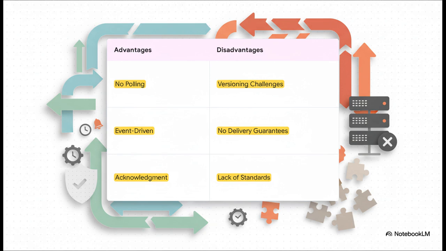But on the flip side, the disadvantages are real too. If you change the format of a webhook message, you can easily break the other service. They don't automatically guarantee delivery. If the receiving server is down, that message could be lost. So you have to build in some extra logic for that. And there isn't one single universal standard for how all webhooks have to work.